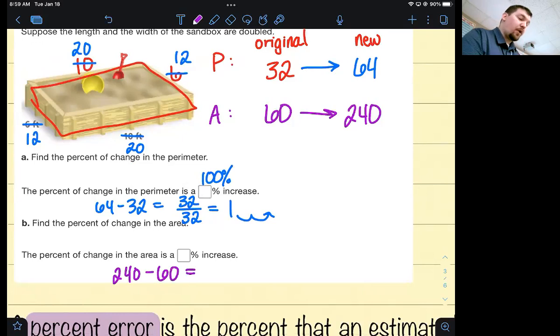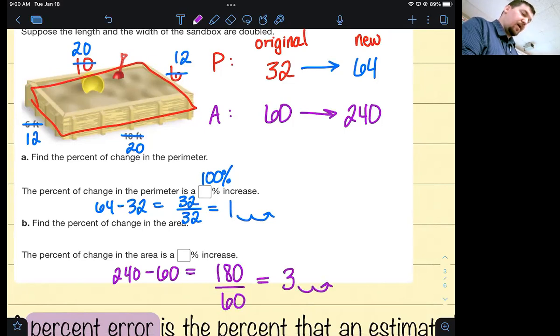Addison? 180. Yeah, our sandbox area got 180 more square feet. What was the original area of the sandbox? That's the new one. 60 was the original, right? So 60. So I'm going to divide 180 divided by 60. That's just 3. 60, 120, 180, right? And then 3 as a percent, slide it over twice, is going to be 300%.